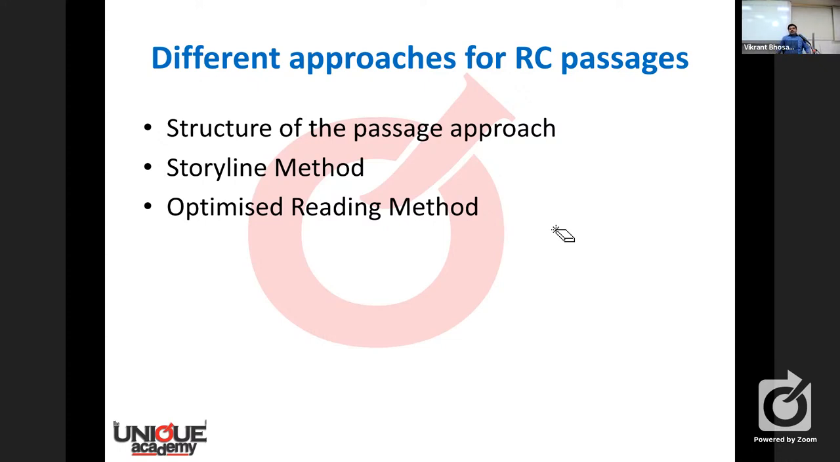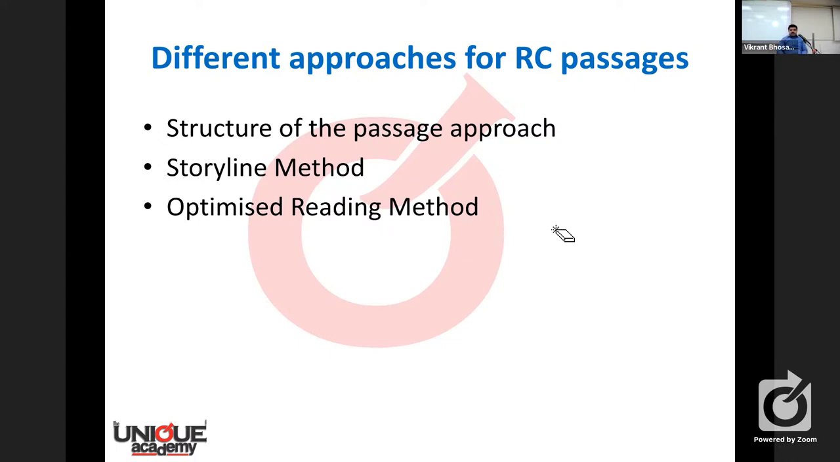And the third method is used when you need to read less and understand maximum. When you have less time available, you optimize your reading in less time. You read less and understand more. Are you getting my point? So the third method helps you to read less and understand more. And it is used when the time available is less. आपके पास पूरा वक्त नहीं है पूरा पढ़ने के लिए. So what you do, you read in bits and pieces and then you try to understand the passage.